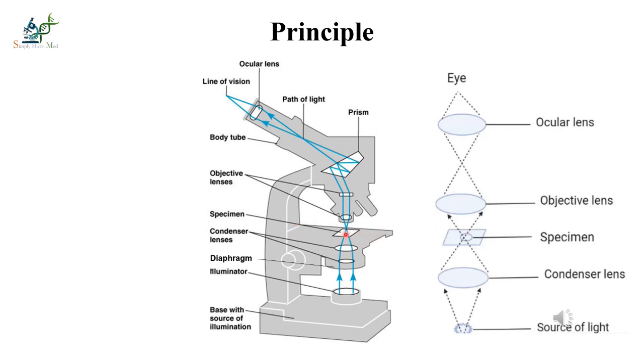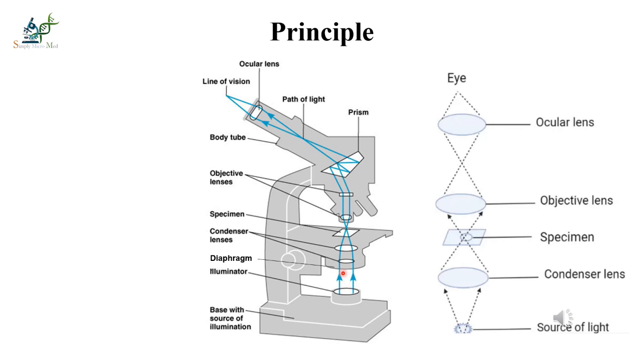Here we will keep the specimen, and these are the objective lens and the ocular lens. First, the light will pass through the diaphragm. The diaphragm will control the light, as it has a shutter. If you close the shutter, the light will not pass through the diaphragm and will not reach the condenser. So by adjusting the shutter of the diaphragm, we can control the light.